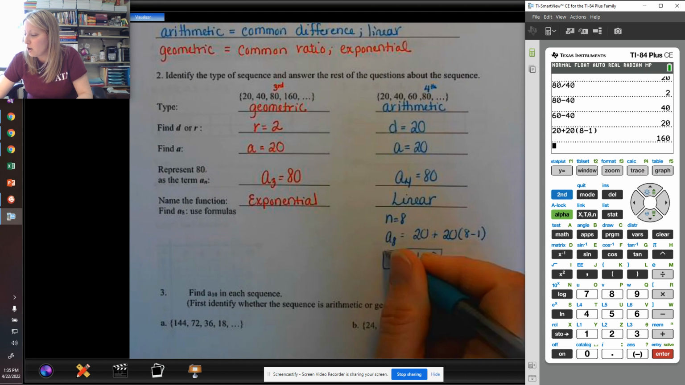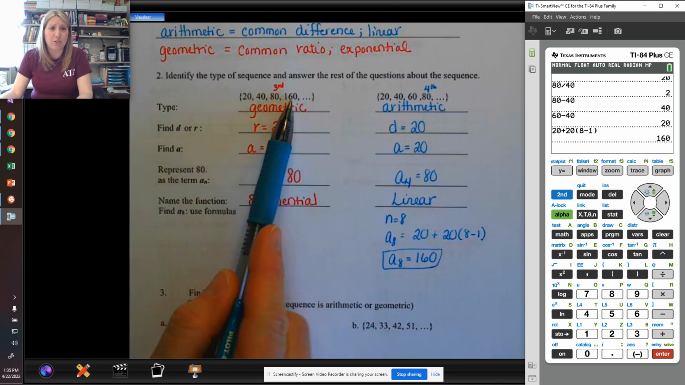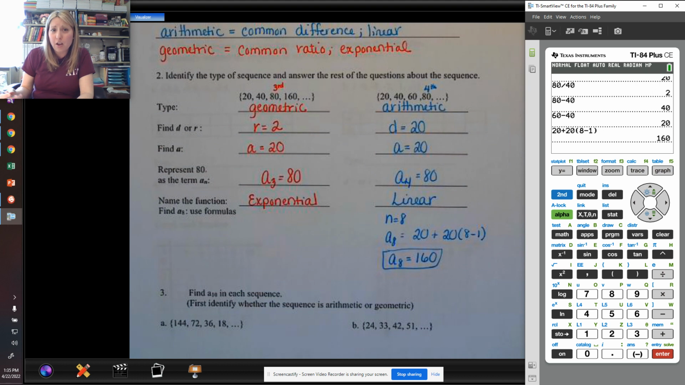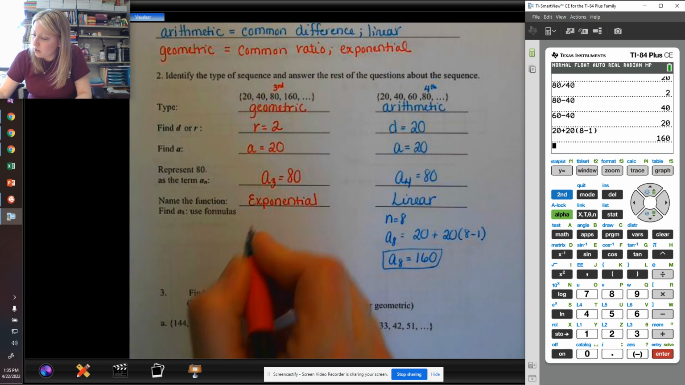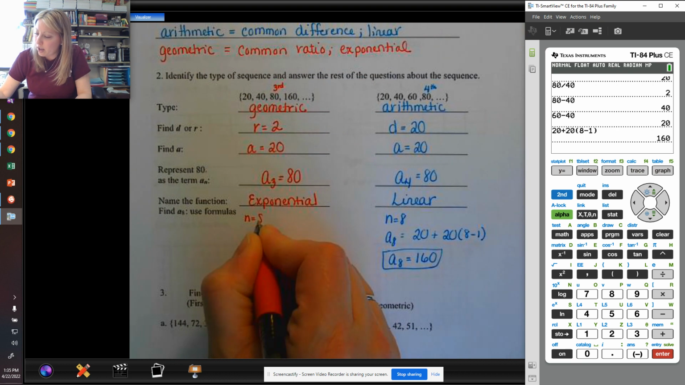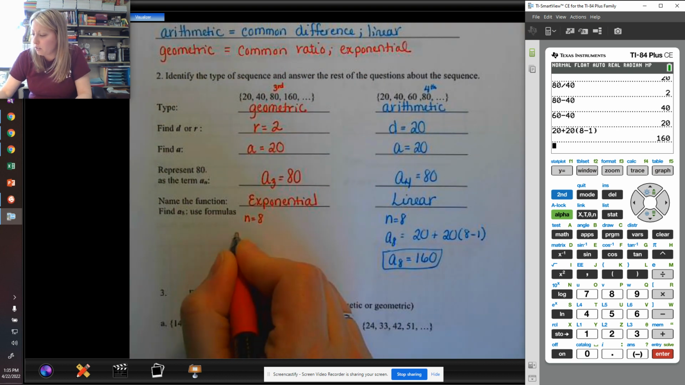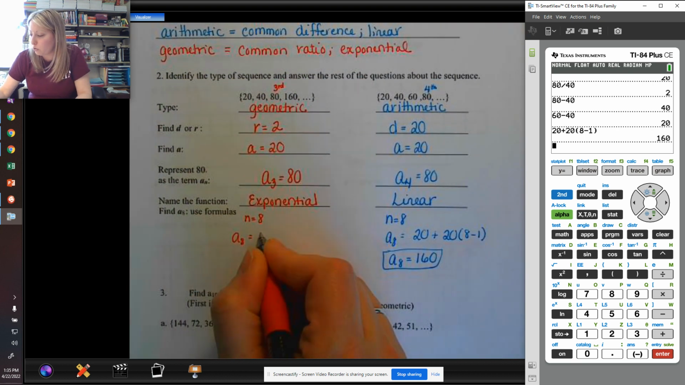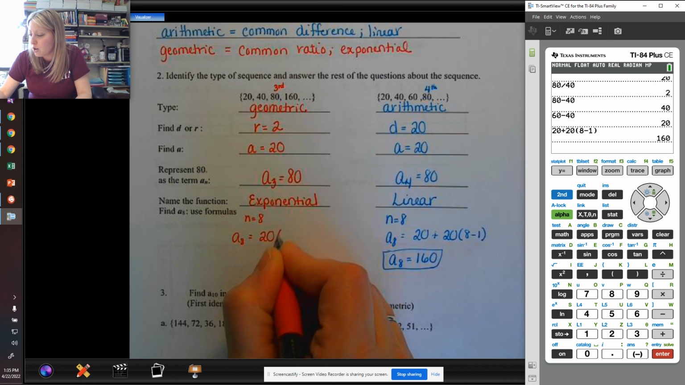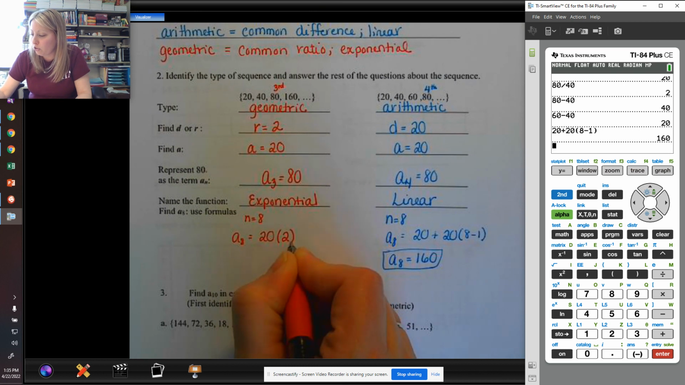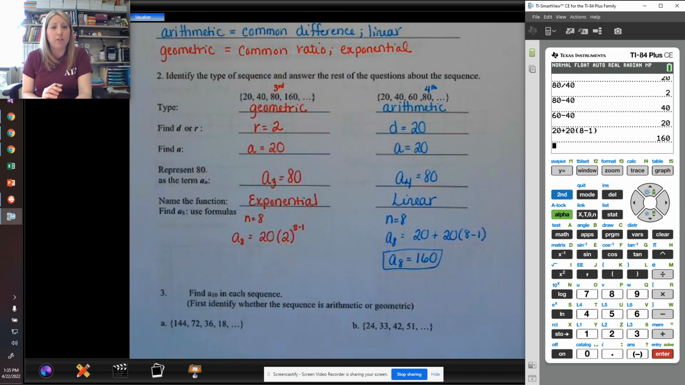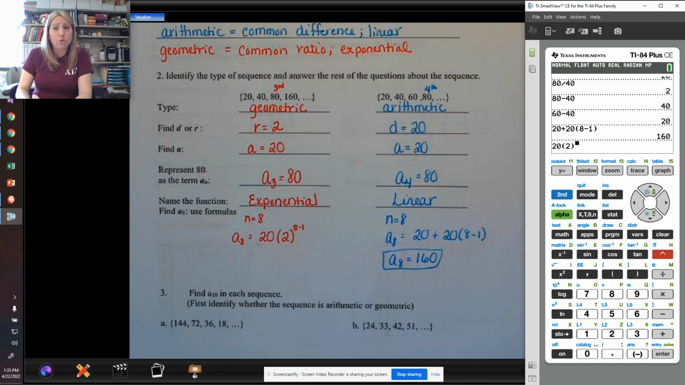We already know that that's the fourth term in our geometric sequence over here, that starts out kind of similar. So that's clearly not going to be 160. Here, again, we want to find our n value of 8. So a to the subscript 8 is equal to 20 as our initial value, times 2 is our common ratio, raised to the 8 minus 1 power. So make sure you know the difference as to how to type these into your graphing calculator.